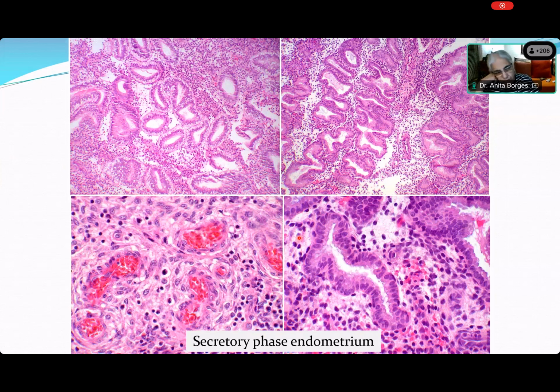How do you know that they are arterioles, Mulyan? You should be able to recognize them as arterioles. What is the hallmark of an arteriole? How would you recognize an arteriole anywhere? Never mind about the endometrium. Simi, how would you identify an arteriole?